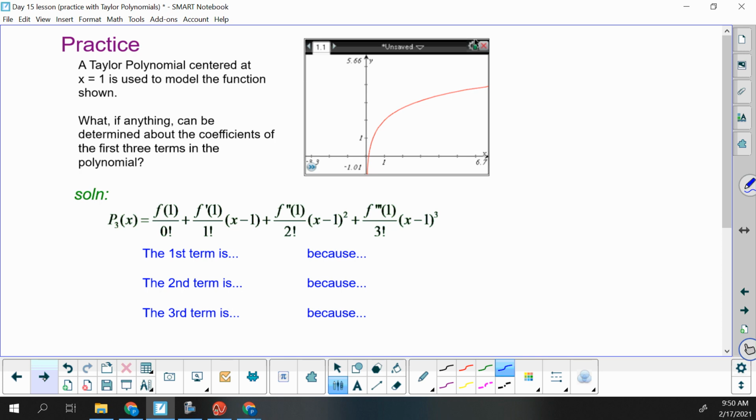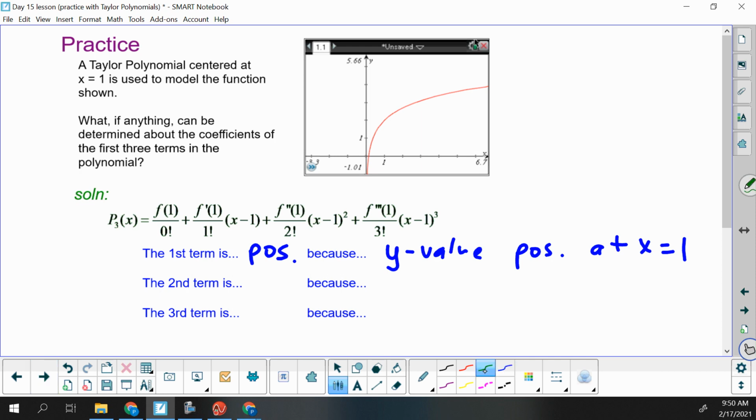Well, the first term, the coefficient deals with f of 1. If you look at f of 1, that's the y value at x equals 1, it is positive. So we know that the first term is positive because the y value is positive at x equals 1.